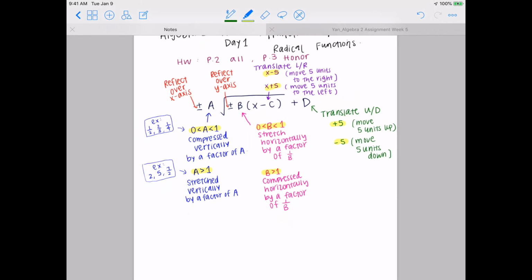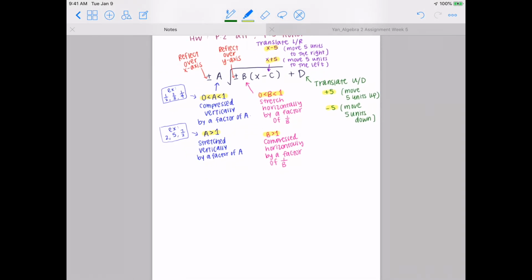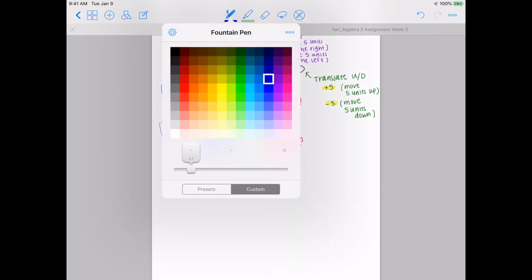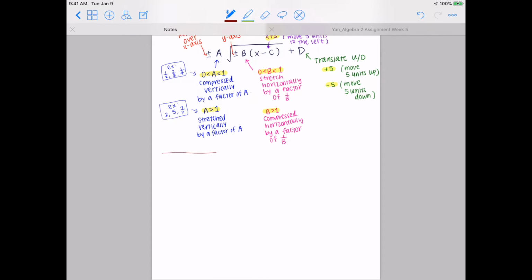All right, so based on this tutorial or labels up here, we're going to do some of the examples that we have so you know how to do it for your homework. Let's do this one. Example. So they would always give you the original.